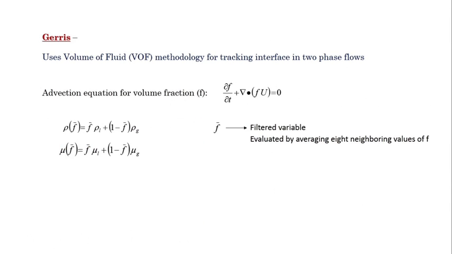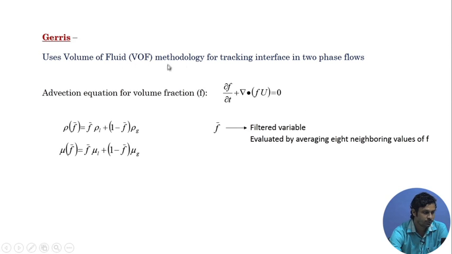In this, Jitter uses the volume of fluid methodology for interface tracking. As we know, in volume of fluid we define a volume fraction function f. This is the equation. I already mentioned this, and it has the equations for generalized fluid density and viscosity. Here one term, f bar, is defined. This is a filtered variable. This is actually used for high density ratios. Suppose air-water, here the density ratio is almost 1000. So there we use f bar, the filtered variable.